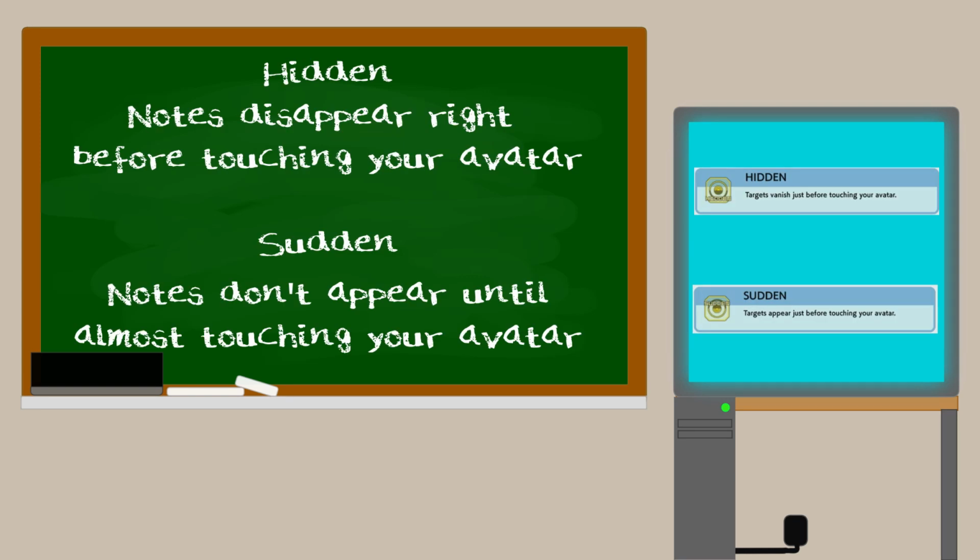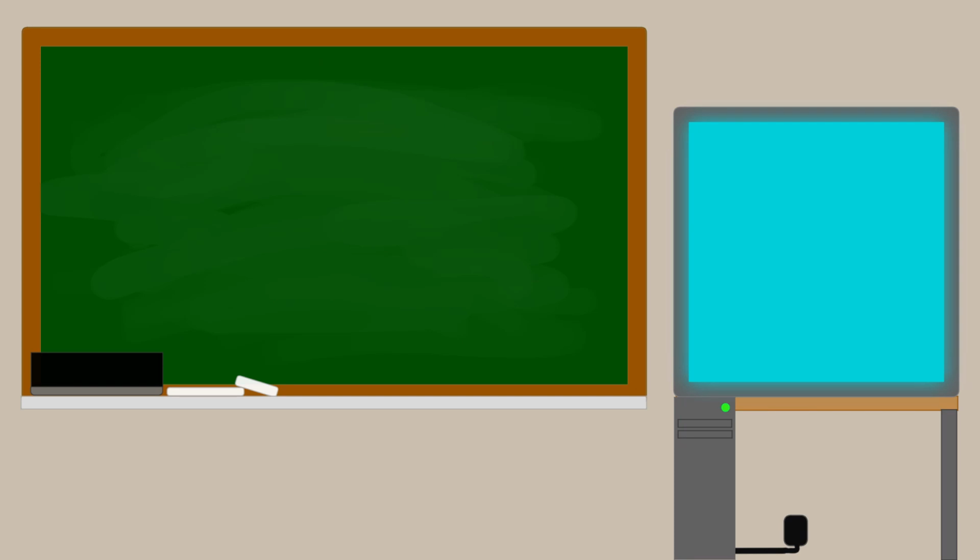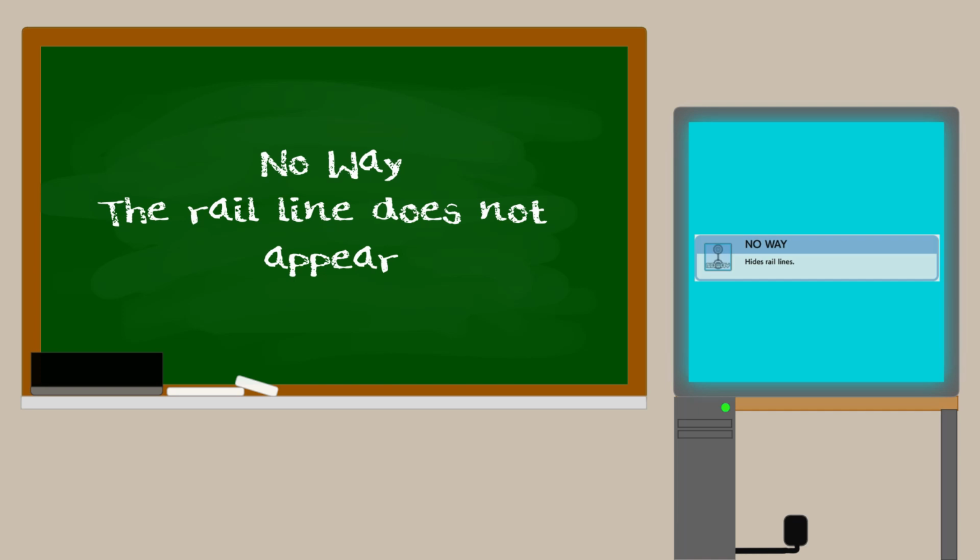Hidden will make the notes disappear shortly before they hit your avatar on the rail line, while Sudden will do the exact opposite. Notes won't appear until right before they hit your avatar. And speaking of the rail line, there's something a little bit different known as the No Way item, which makes the rail line disappear entirely, so that the notes will simply be floating in the screen instead of being on a specific line that you can follow.